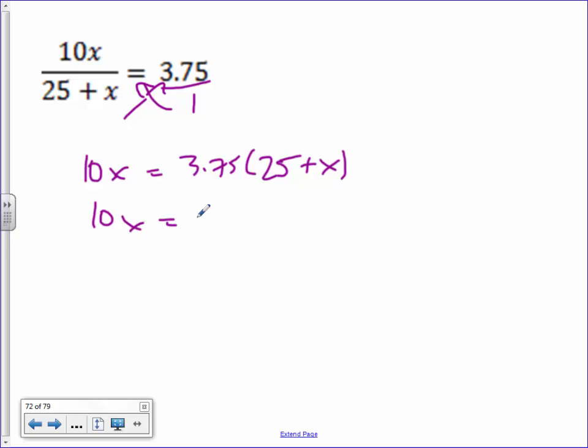All right, I need some calculator help here. Anybody got a calculator nearby? You still have to FOIL it though. So that's my next question. Does anyone have the ability to tell me what 3.75 times 25 is? 93.75. Thank you. 93.75, and then I guess we'll have 3.75x.